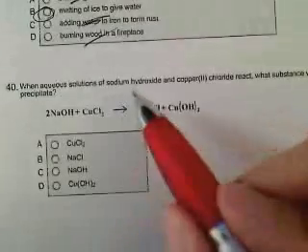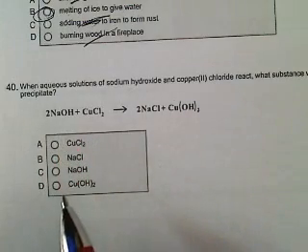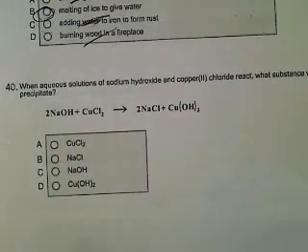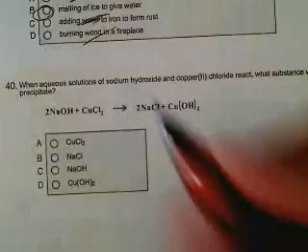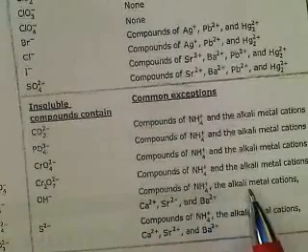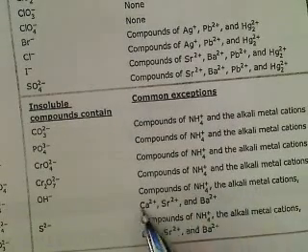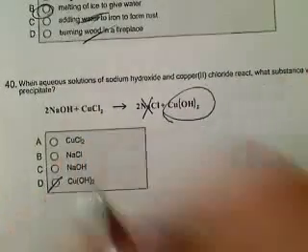Here we go. When aqueous solutions of sodium hydroxide and copper 2 chloride are reacted, what substance will precipitate? So what we need to do is go back to our solubility rules, which are on the back side of your periodic table. Okay, we get NaCl, so let's look at chlorine. Common exceptions. Is sodium in this exception? No. So this is not going to precipitate. And then we go to hydroxide. Here's my OH. It says compounds. This is insoluble unless it's with one of these: ammonium ion, group 1, calcium, strontium, or barium. Copper is not one of those. So this will be my precipitate, D.